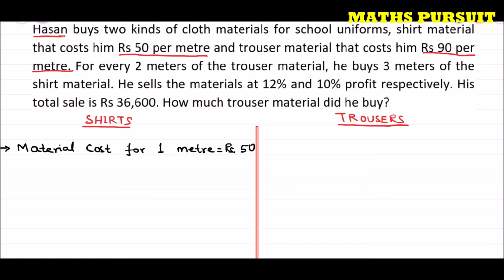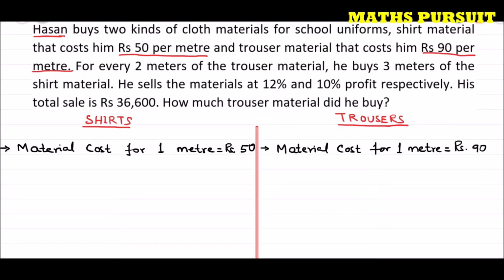Similarly, if you look here, the trouser material cost for 1 meter is equal to rupees 90. This is what is being given in the question. So I am just noting down whatever is given in the question, then we'll start working out.